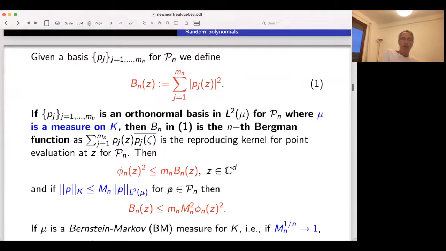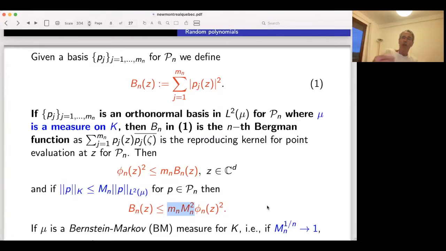That is, the polynomials of degree at most n form a finite dimensional vector space, so any two norms are equivalent. So sup norm and L2 norm are equivalent. So there's some constant, which I'll call capital M_n, such that the sup norm of a polynomial of degree at most n is no bigger than this capital M_n times its L2 norm. And using that, you get an inequality in the other direction, that this B_n, the sum of the moduli squared of these p_j's, is no bigger than some constant, involving little m_n and big M_n, times phi_n squared.